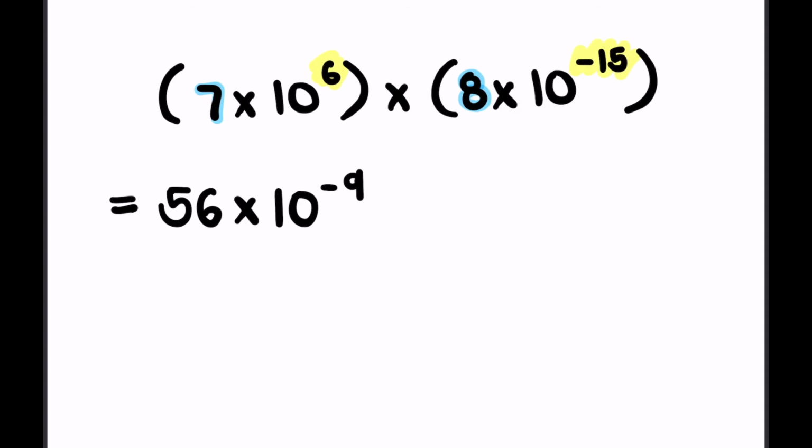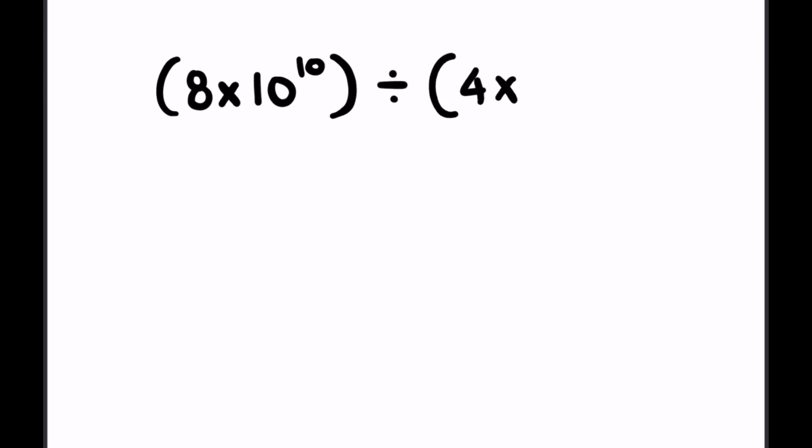But I can't have 56 because 56 is two significant places. So that means I need to change it to one significant place. So I'll have 5.6 times 10 to the power of. Now I need to increase that negative 9 by 1. But because it's a negative number, just don't forget you're going the other way. Increasing negative 9 by 1 becomes negative 8 and not negative 10.